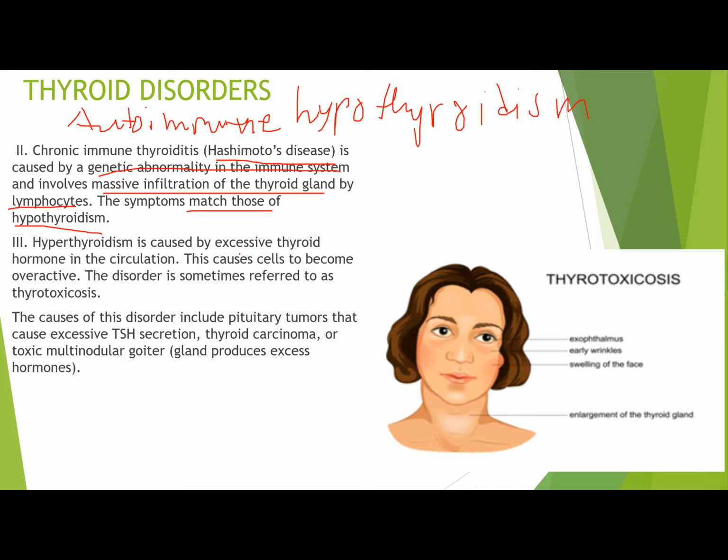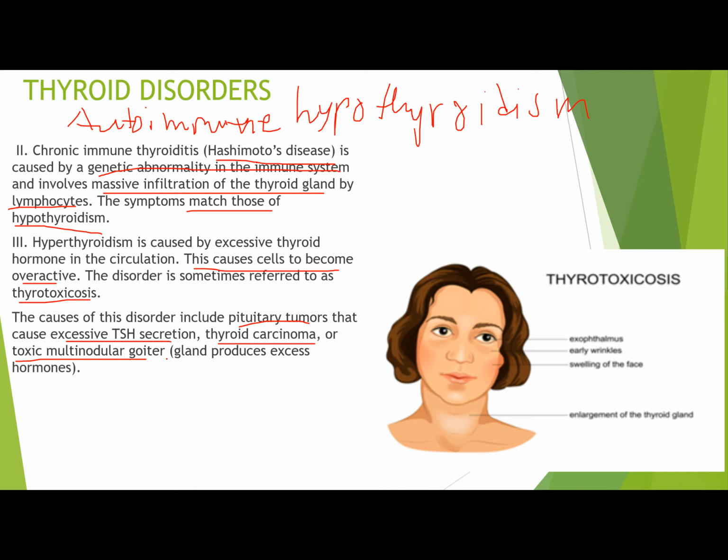Then we also have your hyperthyroidism. This is caused by excessive thyroid hormone in the circulation. This causes cells to become overactive. The disorder is sometimes referred to as thyrotoxicosis. So kapag hyperthyroidism class, you have too much T3, T4, TSH. The cause of this would include pituitary tumors that can cause excessive TSH secretion, thyroid carcinoma, or toxic multinodular goiter.